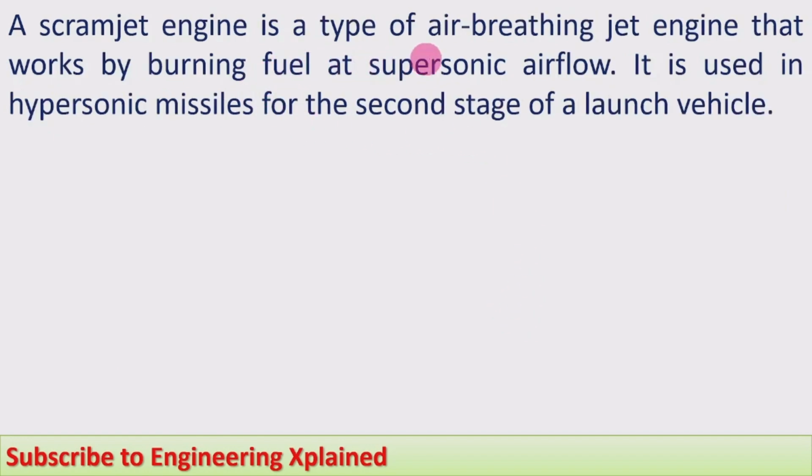Next, the scramjet engine is a type of air breathing jet engine that works by burning fuel in supersonic airflow. What I have discussed already, it is used in hypersonic missiles and for the second stage of a launch vehicle. Here, in the first stage, some propulsion is required. At stationary, this hypersonic scramjet engine does not work. When the vehicle is traveling at a supersonic speed, during that time only the compression, combustion and exhaust take place. Later, it will move at hypersonic speeds.